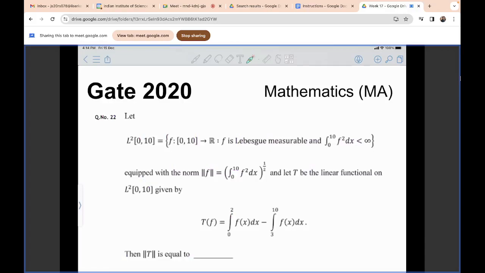So today we'll solve a GATE 2020 question. This is a question from functional analysis, question number 22. It says: let L2 on 0 to 10 be defined as all functions f from 0 to 10 to R such that f is Lebesgue measurable and the integral of f square from 0 to 10 is finite, and define the norm of f by this. So this is the L2 norm of f. Then let T be a linear functional on this space, given by this expression. Then we have to find the norm of T.